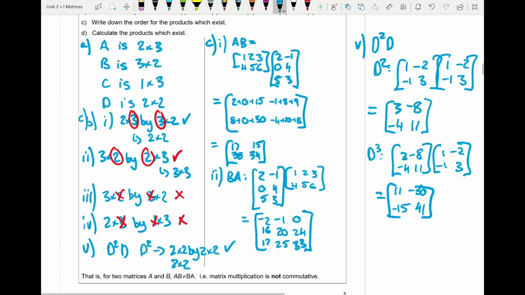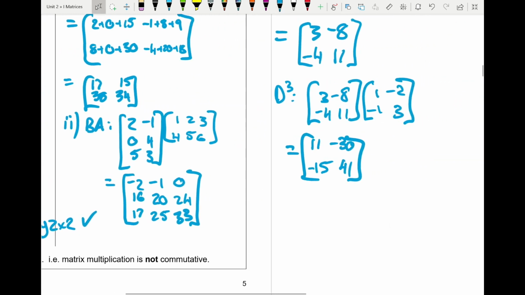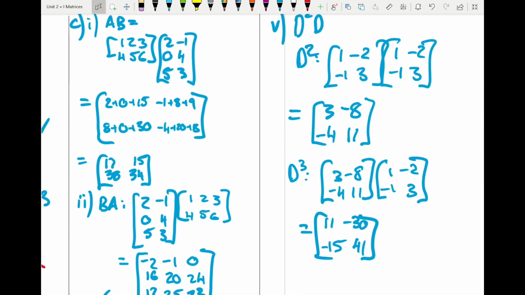So notice that for two matrices A and B, AB is not equal to BA. So matrix multiplication is not commutative. It's not like 2 times 3 is equal to 3 times 2. In this case, because we have different orders, different sizes, we cannot simply change them around. In fact, the only case in which they are commutative, I believe, is in this case over here, where you square a matrix. Because you could just obviously flip these two around.